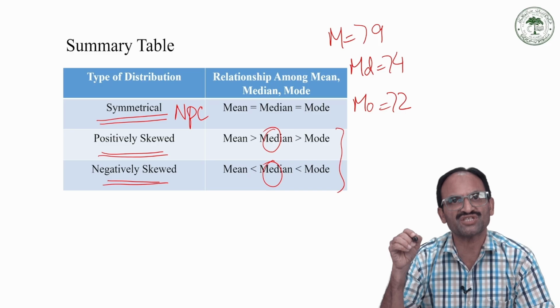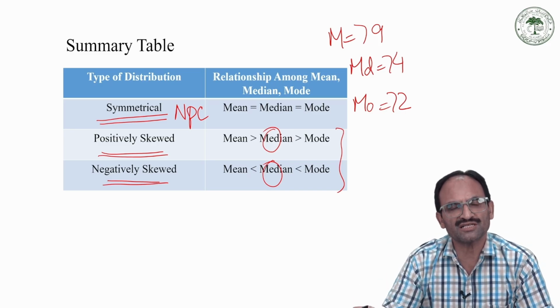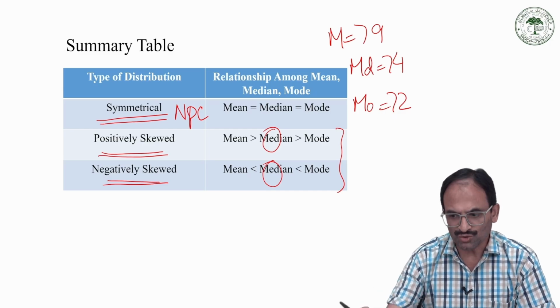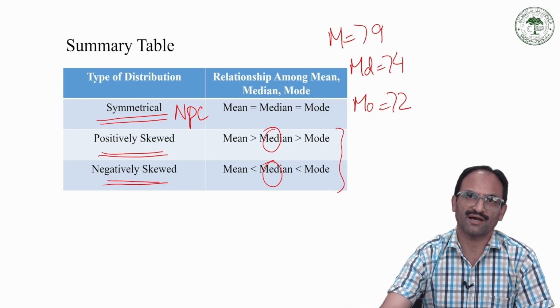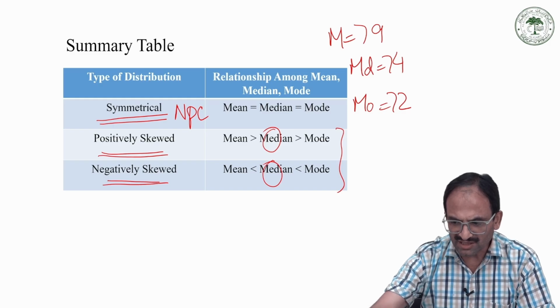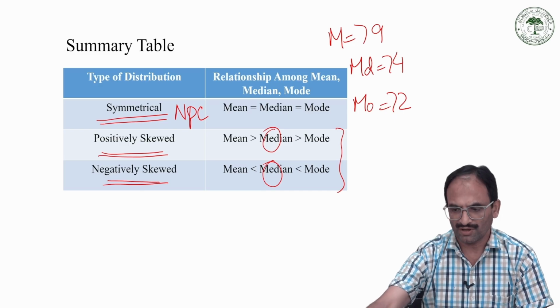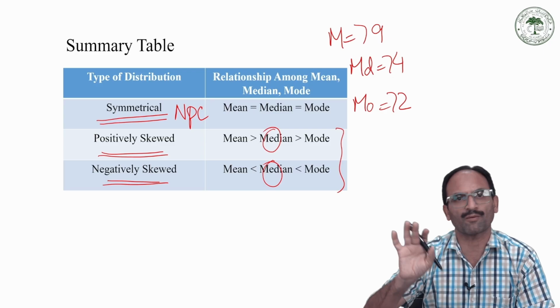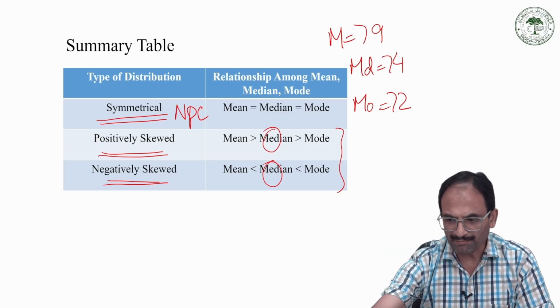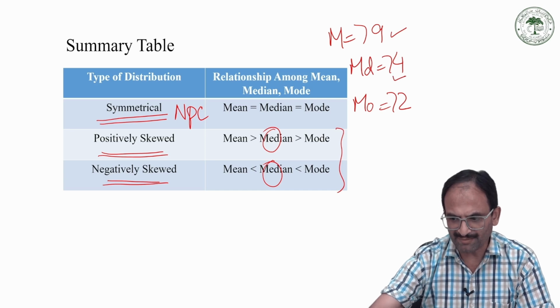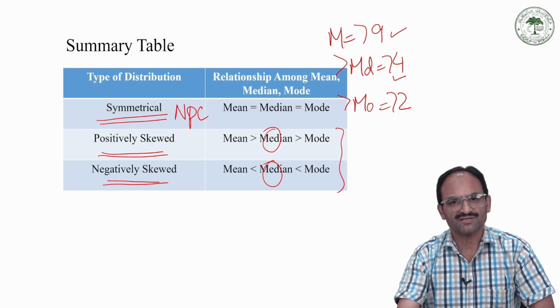Now you have to judge whether this distribution is a normal distribution or positively skewed or negatively skewed. So through these values you can check. How? Since all the three values are different, that is, mean is 79, median is 74 and mode is 72, so definitely it can't be a normal distribution. Now see, mean is having the higher value than the median and median is having the higher value than the mode. So come to the second situation.